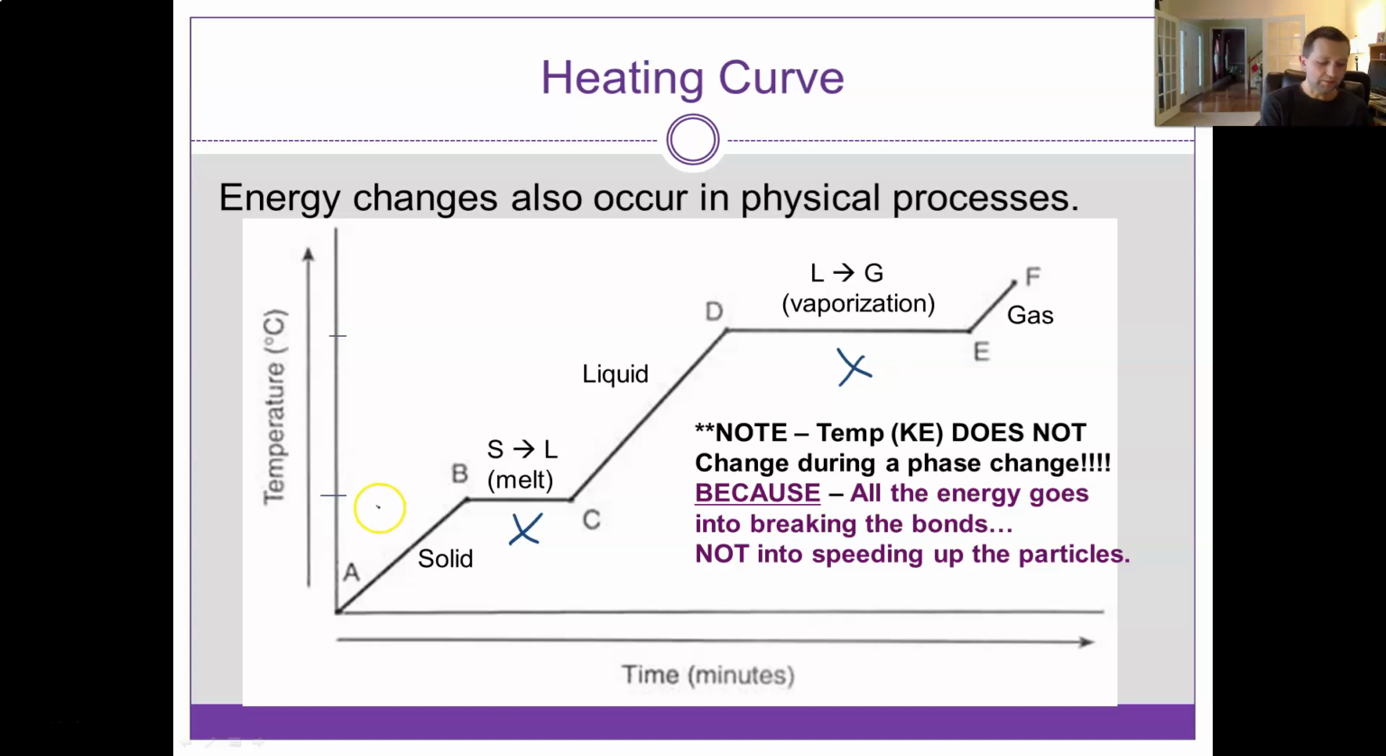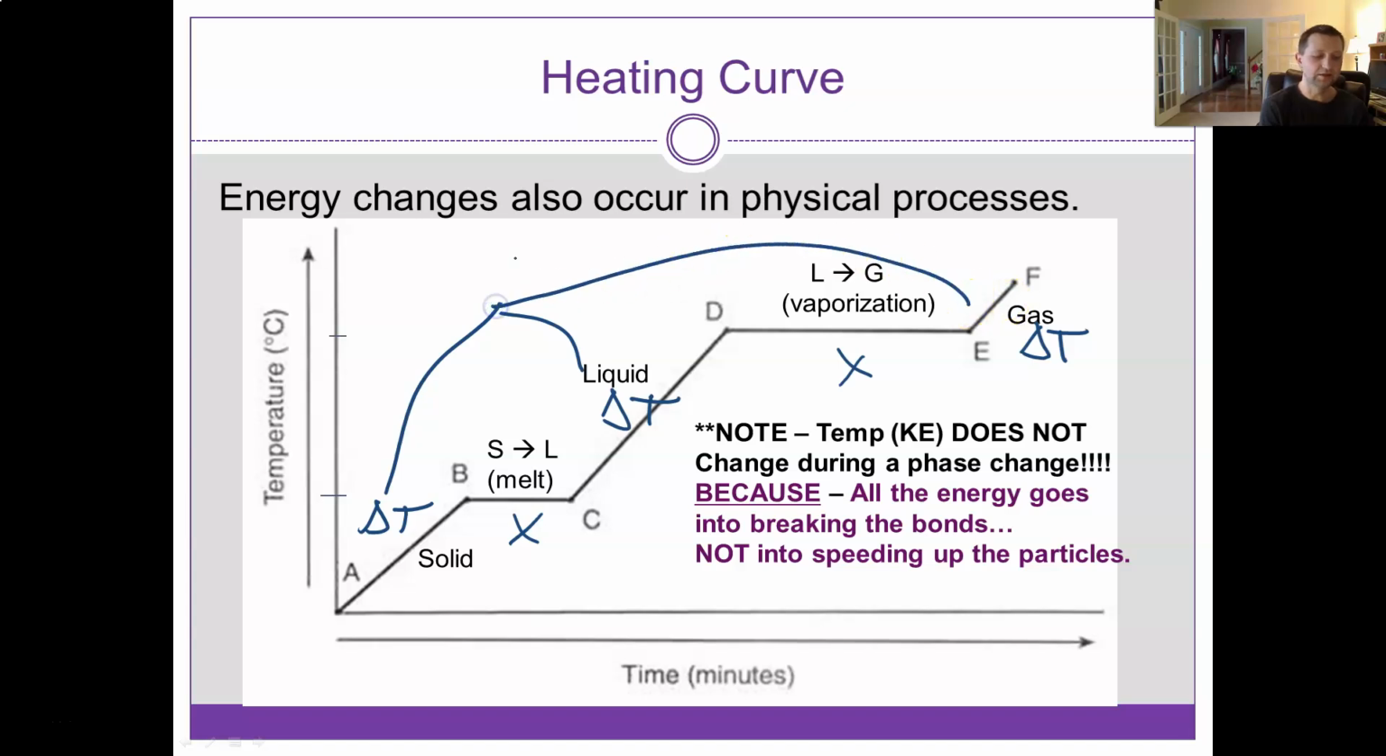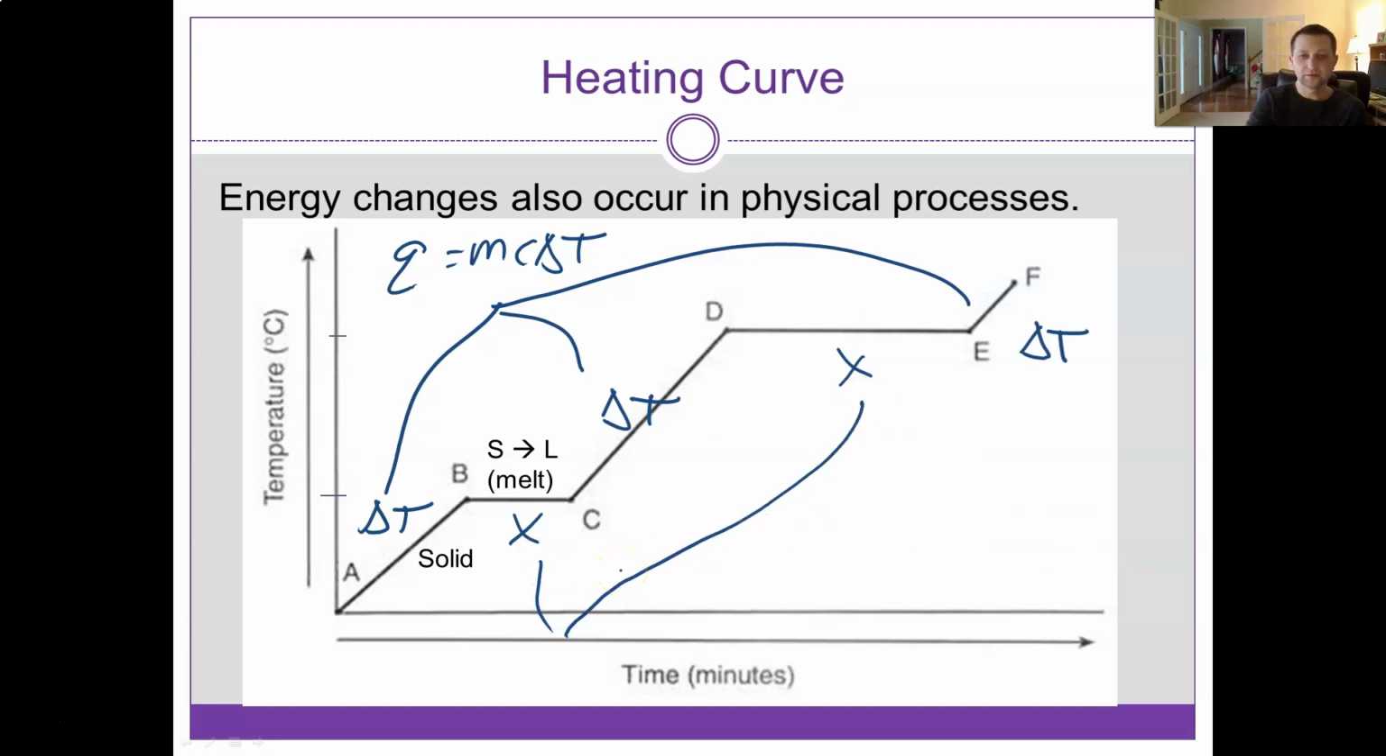So between A and B, you have a delta T. Between C and D, you have a delta T. And between E and F, you have a delta T. So you can use Q equals MC delta T in this location and this location. Okay, here's where we can use Q equals MC delta T. Otherwise, we can't.